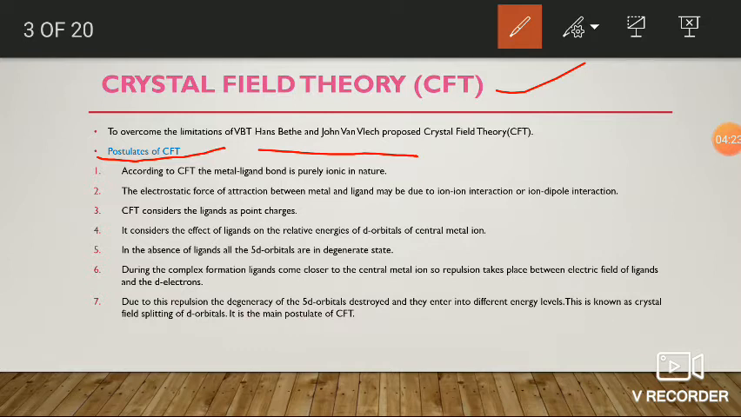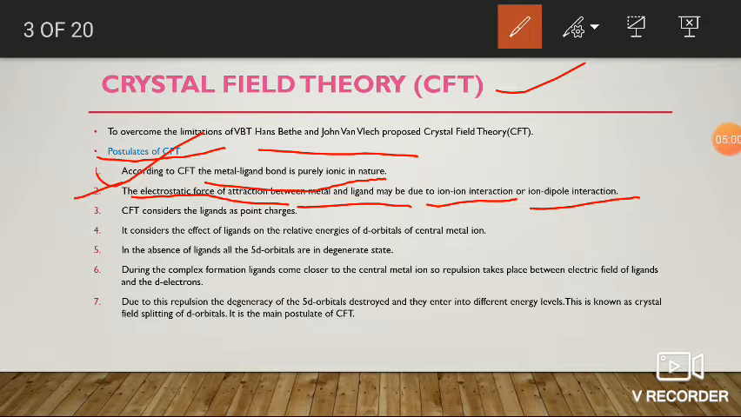According to valence bond theory, the metal ligand bond is purely covalent in nature. But according to CFT, the metal ligand bond is purely ionic in nature. Here, the bond is ionic, that is, it is an electrostatic bond. So here, the electrostatic force of attraction between the metal and ligands may be ionic interaction, or it may be ion dipole interaction. That is, according to CFT, the metal ligand bond is ionic.